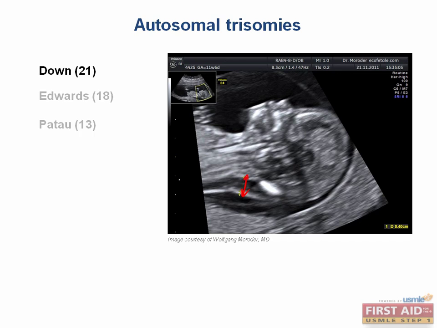a quad screen of maternal serum, since you test 4 things, which are alpha-fetoprotein, beta-HCG, estriol, and inhibin A. If the baby has Down, alpha-fetoprotein and estriol will both be decreased, whereas beta-HCG and inhibin A will both be increased.